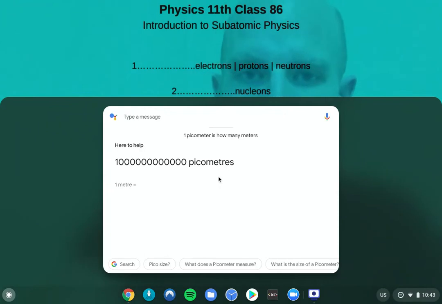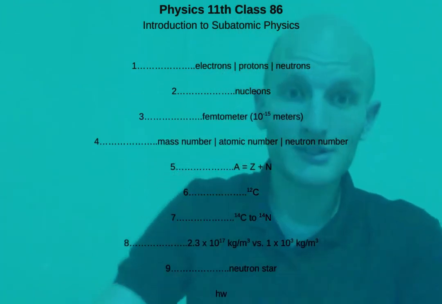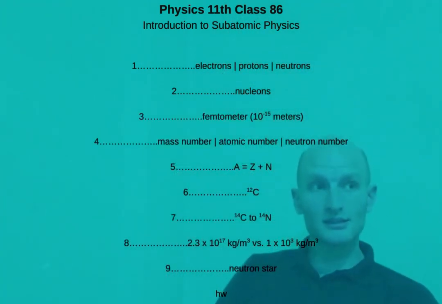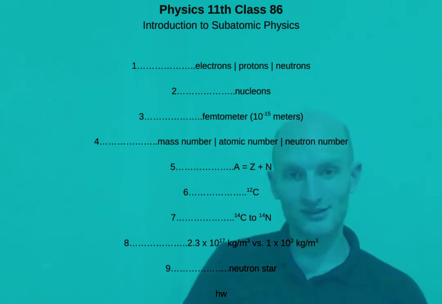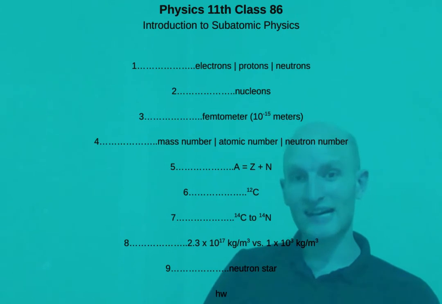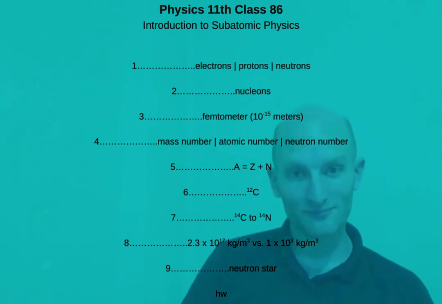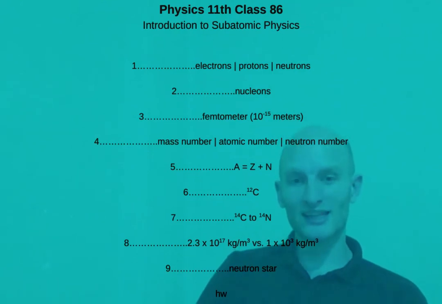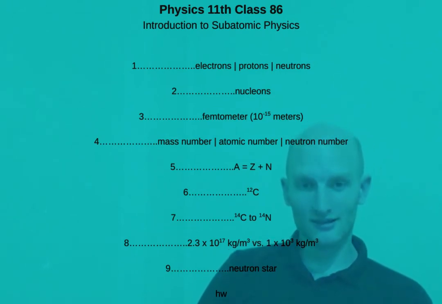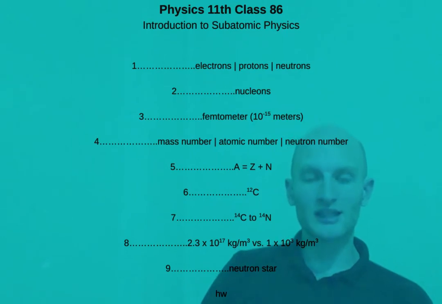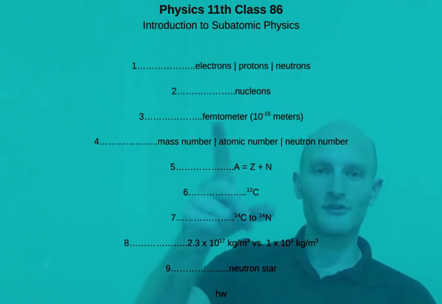So a 1 with 12 zeros is a trillion, okay? Because a 1 with 3 zeros is 1,000. A 1 with 6 zeros is a million. A 1 with 9 zeros is a billion. A 1 with 12 zeros is a trillion. And a 1 with 15 zeros is a quadrillion. Okay? So 1 quadrillionth, right? 1 quadrillionth of a meter is a femtometer.